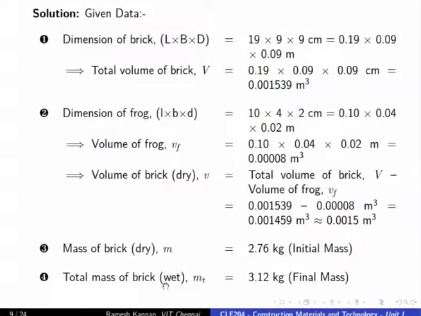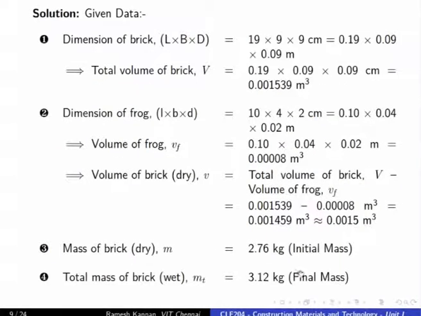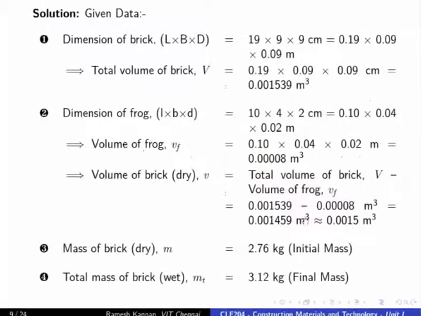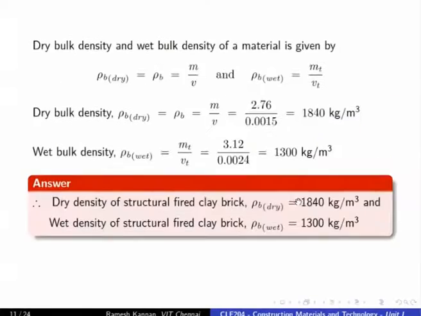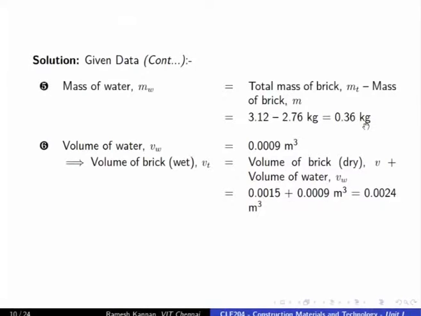And finally, the total mass of the brick after it gets soaked in water, like after the testing procedure, is just 3.12 kilogram. It's the final mass. This consists of the total mass of the brick plus the mass of the water. And the mass of water is generally calculated based on reverse iteration. That is, this has total mass of the materials, that is mass of the material plus the mass of the water. And if you want to find the mass of the water, we need to find the total mass of the brick, that is this value, minus the total initial mass of the brick. That will give you the mass of the water.